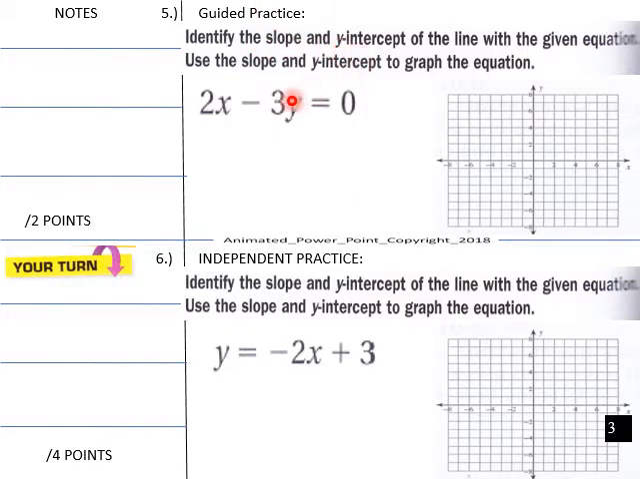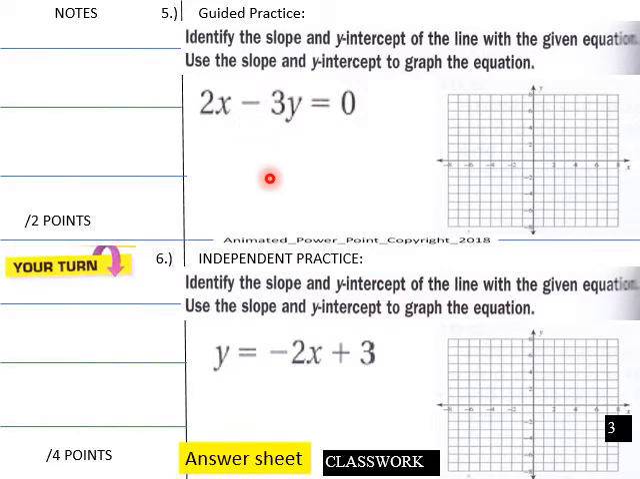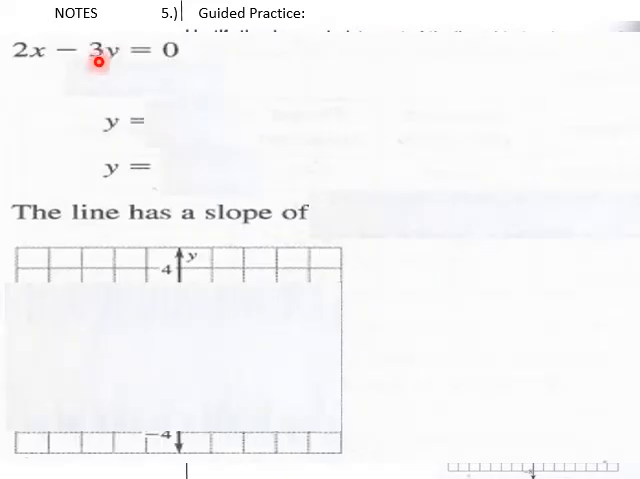Identify the slope and y-intercept of the line with a given equation. Use the slope and y-intercept to graph the equation. So we're going to graph this using slope and y-intercept. And then down here, students, do the same thing on your independent practice. Let's do our guided practice. So moving on into our solution here, we have 2x minus 3y equals 0. So to find the slope of this, we need to solve for y.